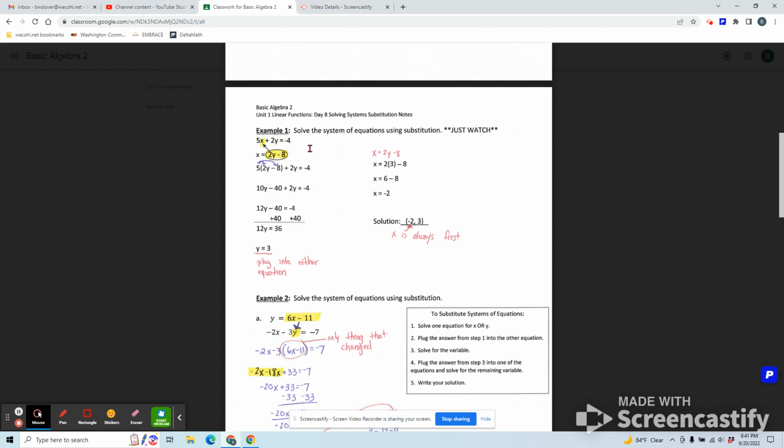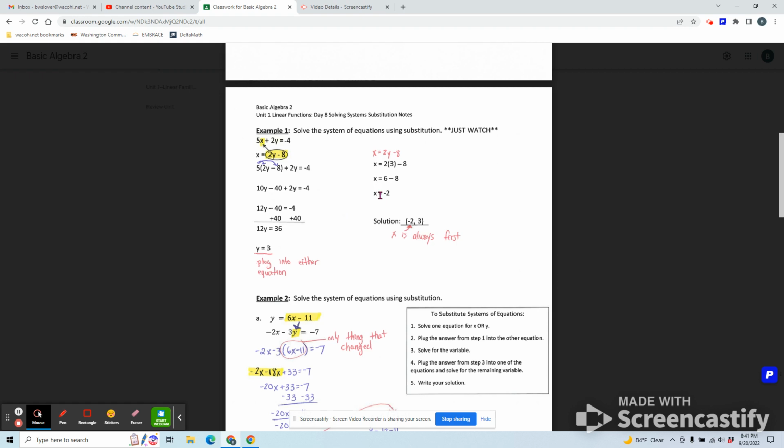I am choosing to plug it into the equation x equals 2y minus 8. It doesn't matter which, but to me this one looks way easier to solve. So I plug in y equals 3. x equals 2 times, instead of y, I'm substituting in a 3, minus 8. 2 times 3 is 6, following order of operations. Then I subtract 8, so x equals negative 2. So I have y equals 3, x equals negative 2.